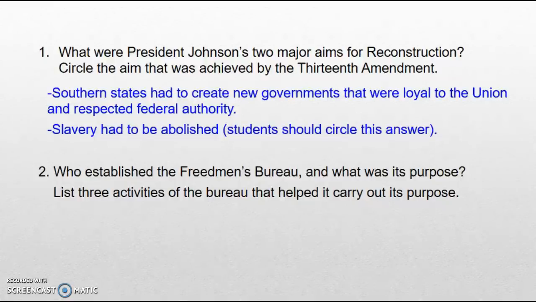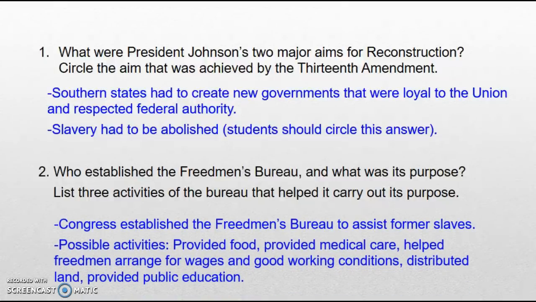Number 2. Who established the Freedmen's Bureau and what was its purpose? List 3 activities of the Bureau that helped it carry out its purpose. Congress established the Freedmen's Bureau to assist former slaves. Now, the official book answer lists all the things that it did. You only need 3. It provided food, provided medical care, helped freedmen arrange for wages and good working conditions, distributed land, and provided public education.